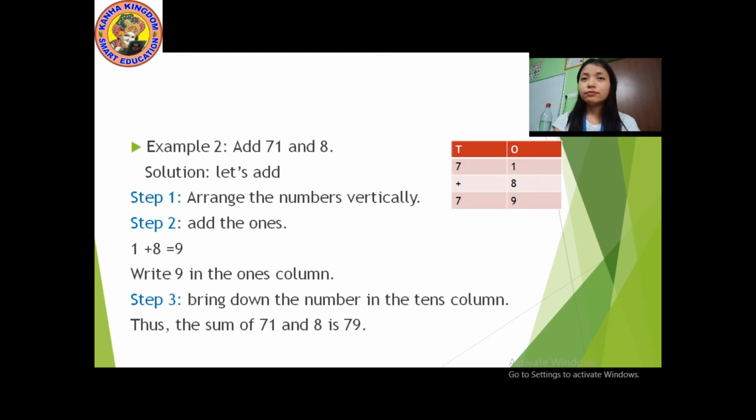Okay, now the sum of 71 and 8 is 79. After doing this addition, we come to know that the sum of 71 and 8 is 79, right student? Okay.